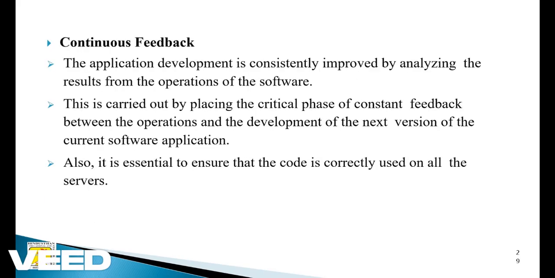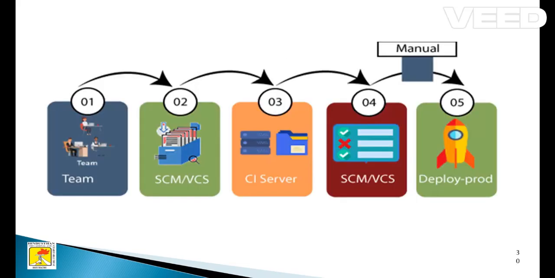Next is continuous feedback. Application development is continuously improved by analyzing the results from the operations of the software. This is carried out by placing a critical phase of constant feedback between the operations and the development of the next version of the current software application. It is also essential to ensure that the code is correctly used on all the servers. These are the manual processes.